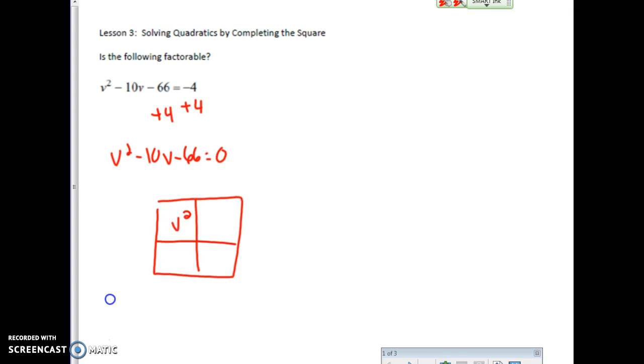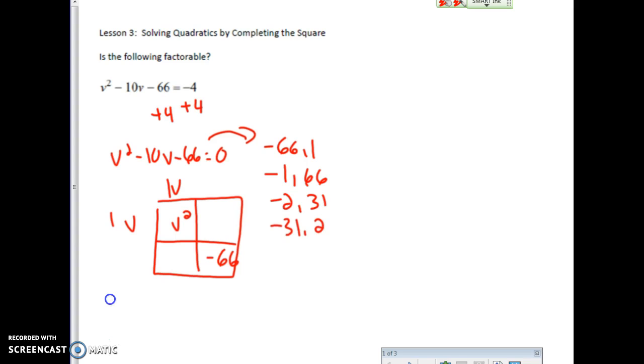Is there any way for me to get b squared? Yeah, there are lots of ways, like b times b. And negative 66 is negative 66 and 1, negative 1 and 66, negative 2 and 33, negative 33 and 2. Is there any way that I can use any of these to get me negative 10b? I don't think that's really possible at all.